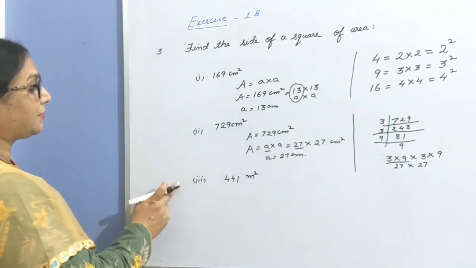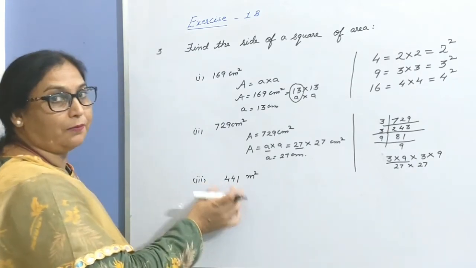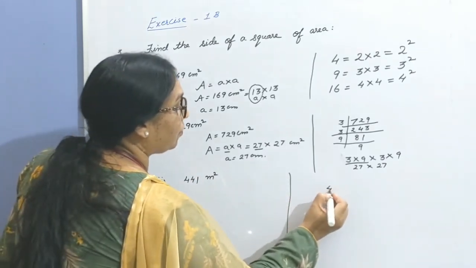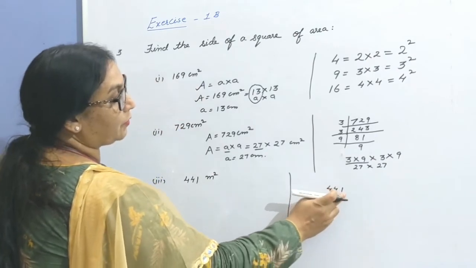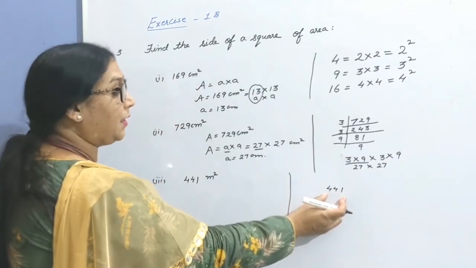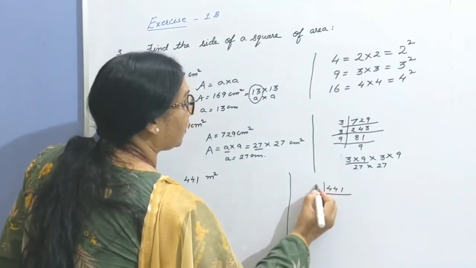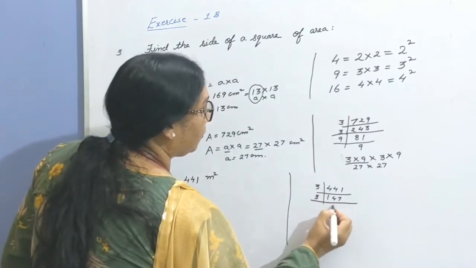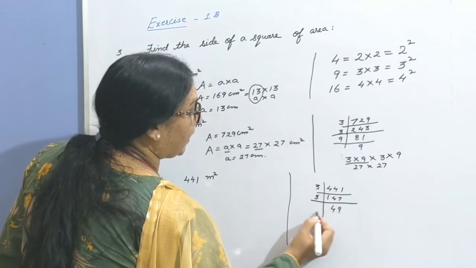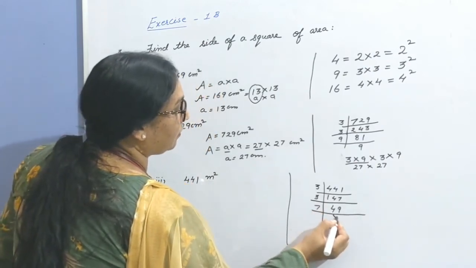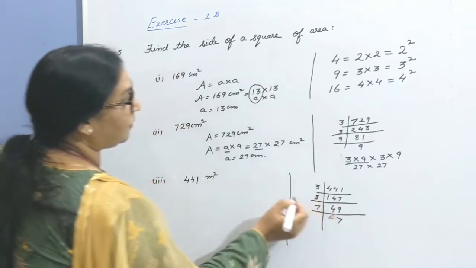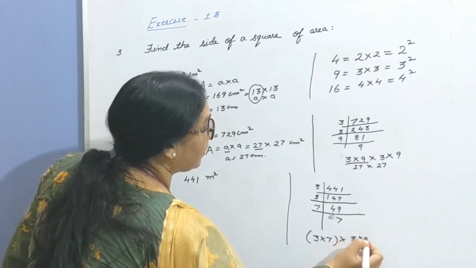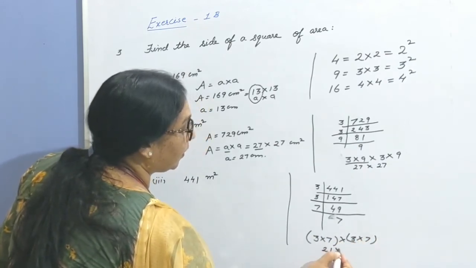Clear? Now let's move to the next number, 441. Again, it's a large number. What is the easiest way? Find its prime factors. So let us try prime factorization. 441. 4 plus 4 plus 1 equals 9. 9 is divisible by 3, so we can divide this by 3. 3 times 1 is 3, 3 times 4 is 12, and 7 times 3 is 21. Again divide by 3. 3 times 4 is 12 and 3 times 9 is 27. 49 is the perfect square of which number? 7. 7 into 7. Hence you can convert them into pairs of 3 into 7 into 3 into 7, or 21 into 21.